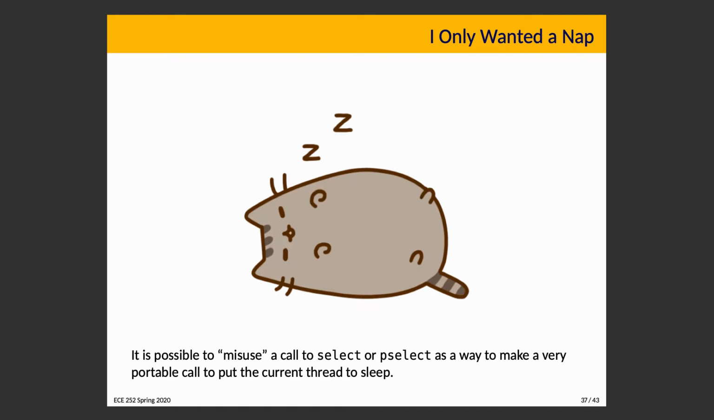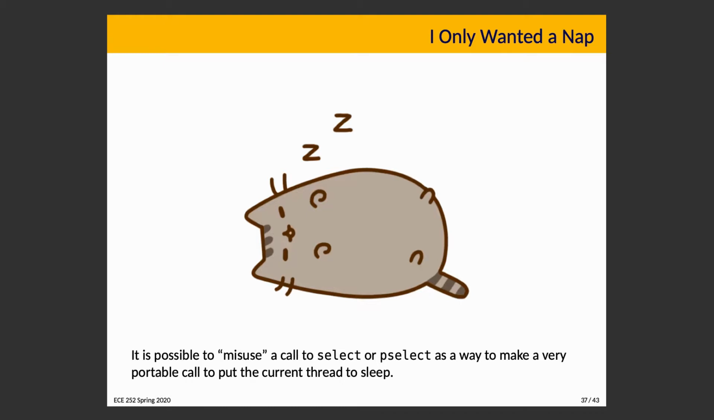Okay, so it's possible to misuse a call to either select or pselect as a way to make a very portable call to put the current thread to sleep. Some of the calls to sleep functions don't work super well on other Unix and Unix-like systems, especially if you want a very short sleep. Something on the order of seconds is probably going to be fine. Seconds or minutes, you can definitely sleep for that long. But something on the order of microseconds or nanoseconds is not super portable.